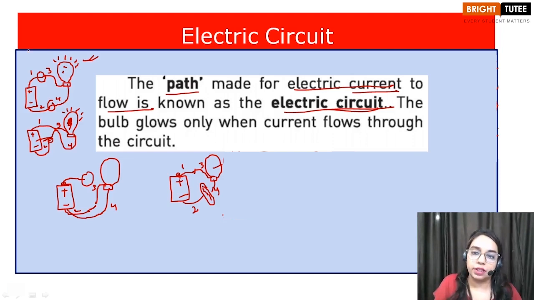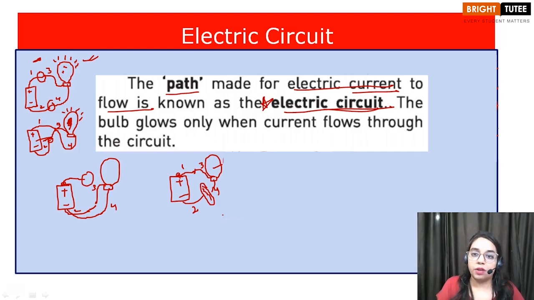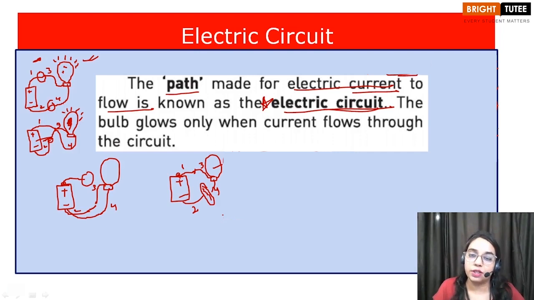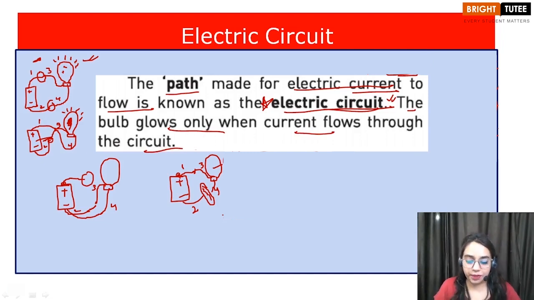and this complete path of electric current is known as an electric circuit. Okay children, and this is very very important from the exam point of view, and it can be asked as a 1 or a 2 marker. Suppose you are asked what is an electric circuit, so you are going to write: the path which is made for the electric current to flow is known as an electric circuit, and the bulb glows only when the current flows through the circuit. Whenever the current flows through this complete path, the bulb will glow. And in case there is a break in this path, the bulb will not glow.